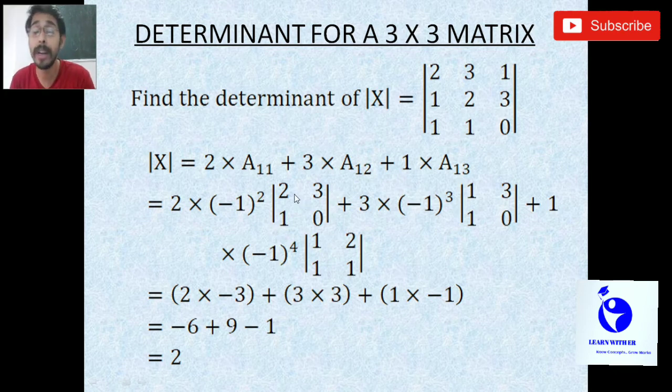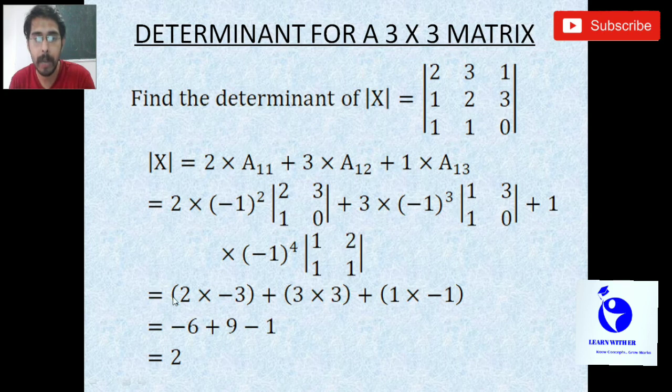Now in order to find out the determinant of 2 cross 2, it is just a cross multiplication followed by a subtraction. We will start off with this one. So 2 into 0 minus 1 into 3, which is minus 3. Again for the second one, 1 into 0 minus 1 into 3, which is again minus 3. And the third one, 1 into 1 minus 1 into 2, which is minus 1.